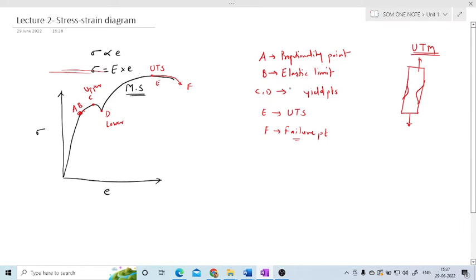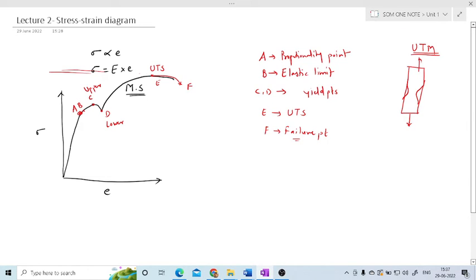These are the different points on this stress strain diagram. You can see this point A. Up to this point, the stress and strain are proportional to each other. After that, the next point is B, the elastic limit point. Up to this point, if I apply the force and remove the force, then the material will regain its original shape and size. Then the next point is C.